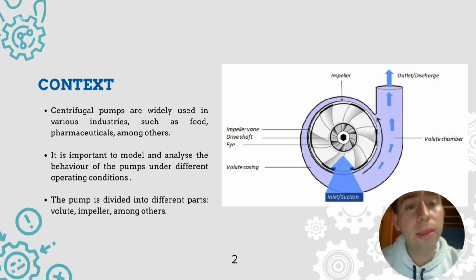About the context, we need to know that centrifugal pumps are very important in different industries such as food and pharmaceutics. For this reason, it's important to model and analyze the behavior of this machine under different operation conditions. At the same time, we need to know that pumps are divided into different parts like the volute, impeller, and others that we present in this picture.